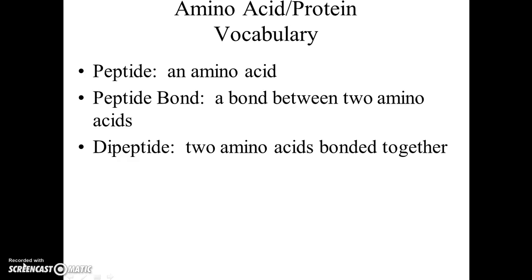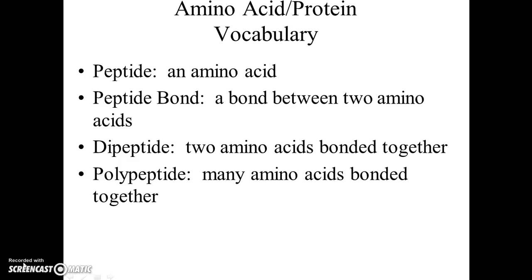A dipeptide is two amino acids bonded together, just like a disaccharide is two carbohydrates bonded together. And a polypeptide is many amino acids bonded together, just like a polysaccharide is many carbohydrates bonded together, specifically many monosaccharides bonded together.